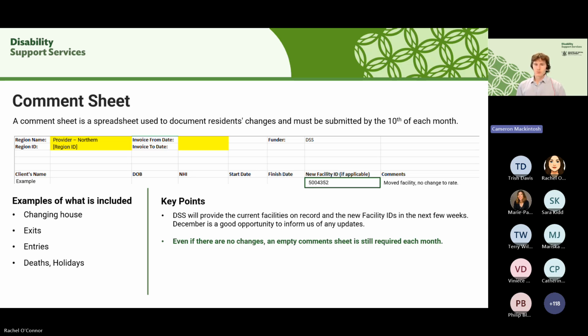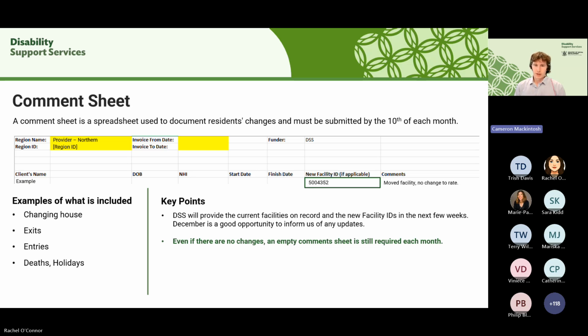In the comments: move facility, no change to rate. And what that does is it allows sector ops to, when they check if a new eligibility has come through from Socrates and they see in the comment sheet that this person has moved, they can transfer them to the correct setup in our systems. A few other examples of things that would be included in here: changing house, as you've seen an example of, exits, entries, deaths, holidays, and new rates as well, potentially.